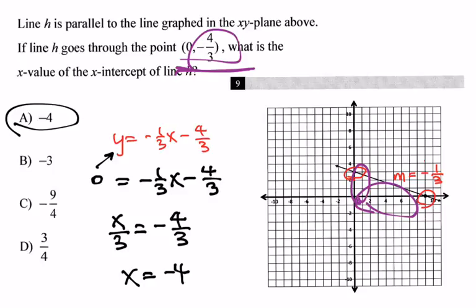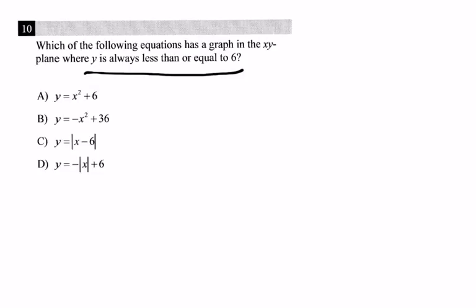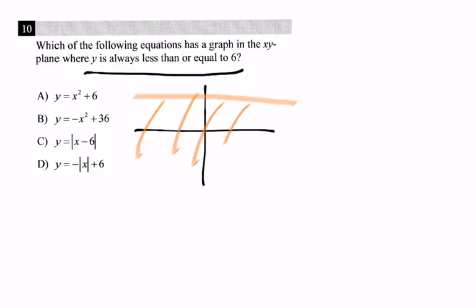All right, let's move on to the next question, number 10. Now, which of the following equations has a graph in the xy plane where y is always less than or equal to 6? So if I were to just sketch it a little bit, imagine that line that I just drew to be 6. It has to be less than or equal to, so it has to be below that line. That's basically what we're looking for.